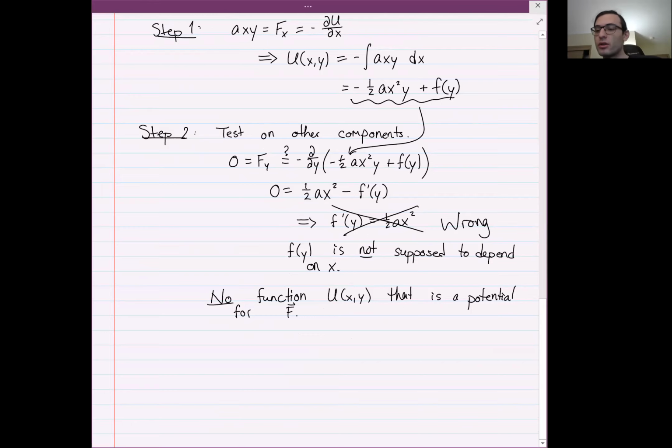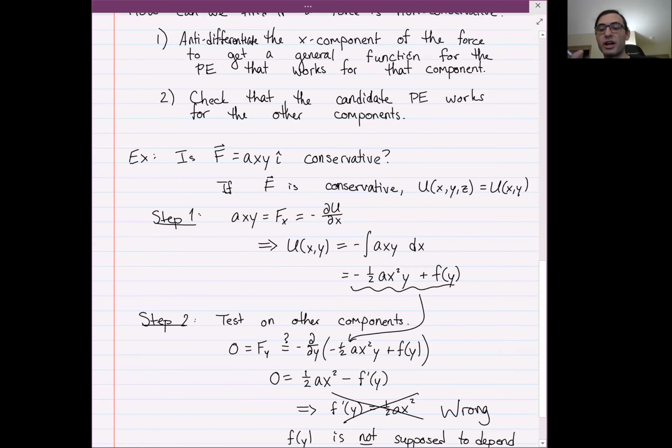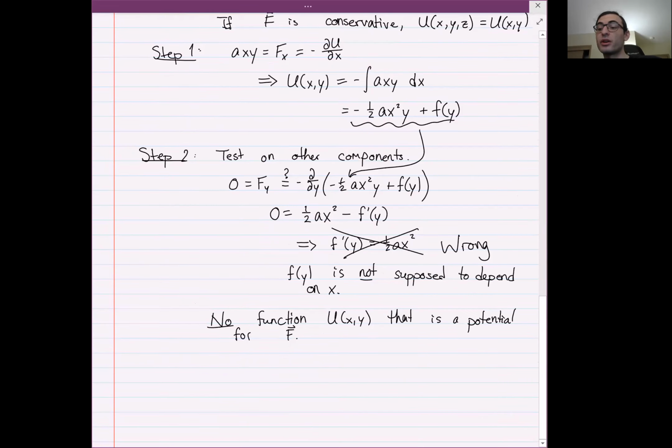So f sub x, or fx, is dependent on y. That's fine. Yeah, so if it's conservative, you have to solve for a possible fy. Usually these would be easy to find, and there's usually a whole bunch of them that are possible if it is indeed conservative. But in general, that usually just amounts to taking the antiderivative.